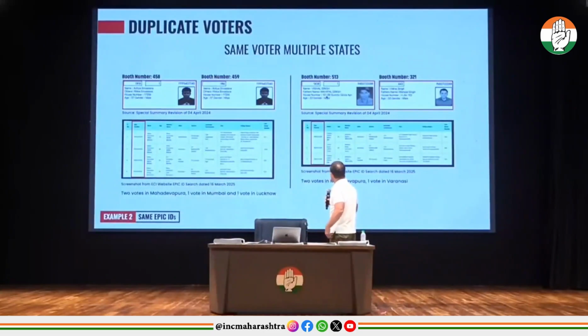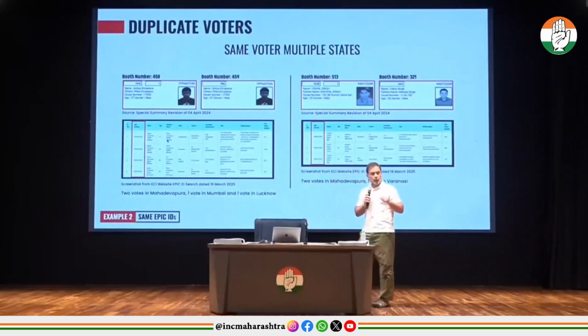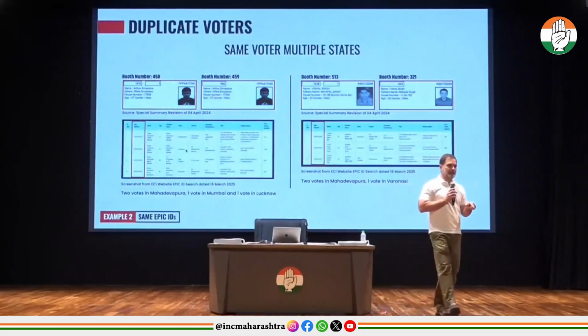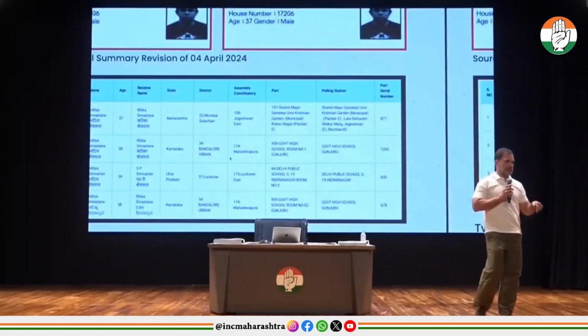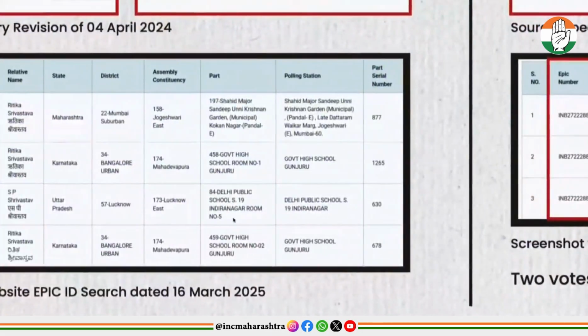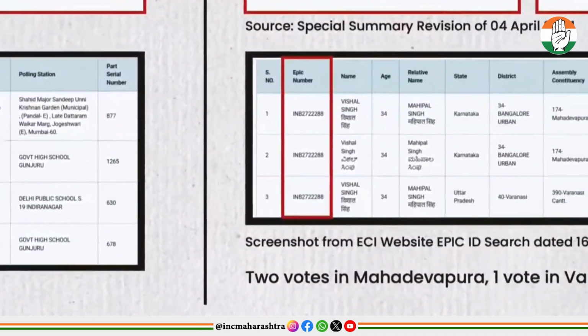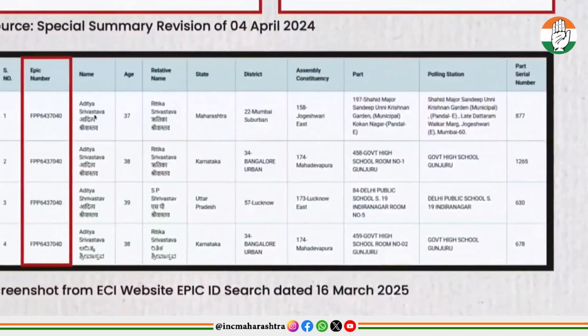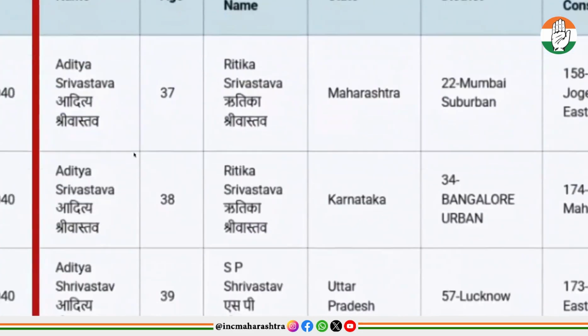Second example, same voter voting in multiple polling booths in Karnataka in the assembly and also voting in Uttar Pradesh, voting in Lucknow, voting in Varanasi. Zoom in, no, show the name. This is the gentleman called Aditya Srivastava.